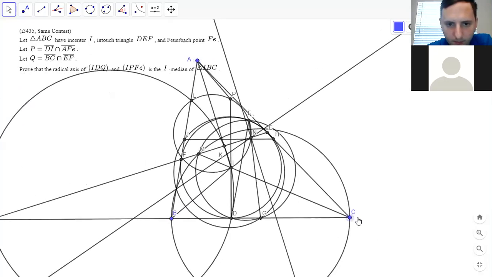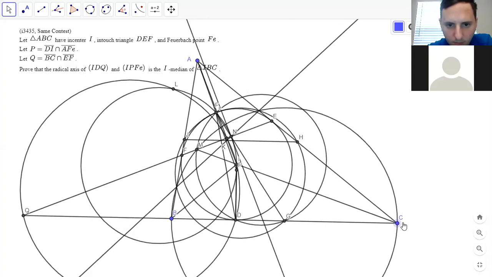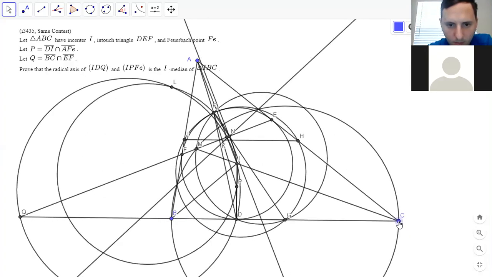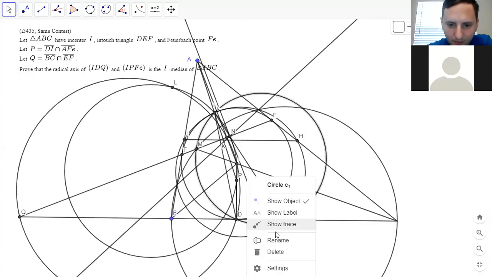And then maybe you should just delete some circles. Yeah, there's too many. I don't think most of them are important. Like I don't think the 9-point circle of ABC does much in the diagram here. It defines the Feuerbach point, but there's too much already.